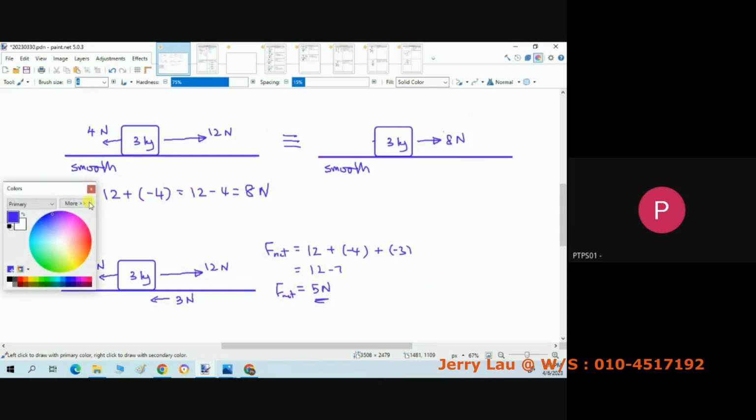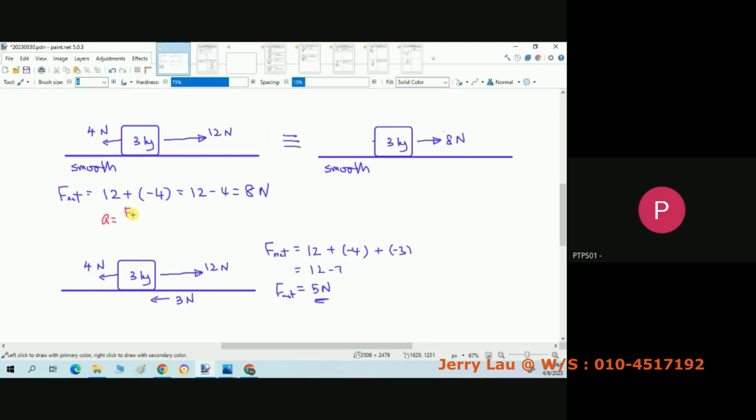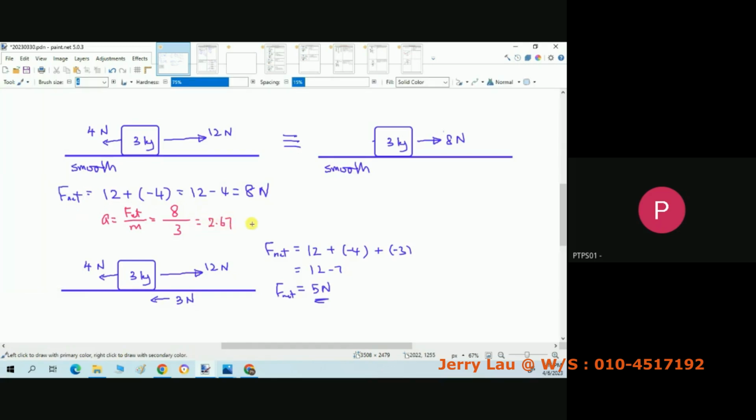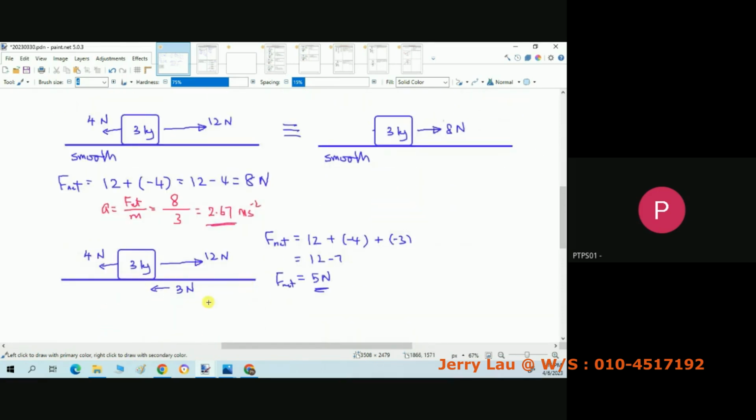After you get the net force, then we can use the formula. Acceleration can be determined by using F net divided by the mass. In this case, the net force is 8 newtons divided by 3, so you get 2.67 meters per second squared. In the other case, a equals F net divided by the mass, which is 5 divided by 3, so it's 1.67 meters per second squared.